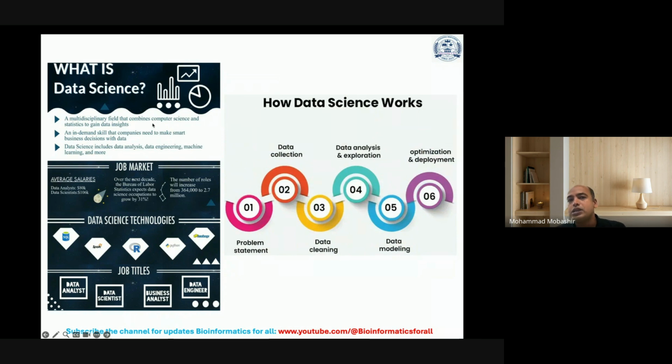Now, applications of data science. Primarily, it is implemented in healthcare, where there are more and more paid jobs and high salaries. Predictive diagnostics.